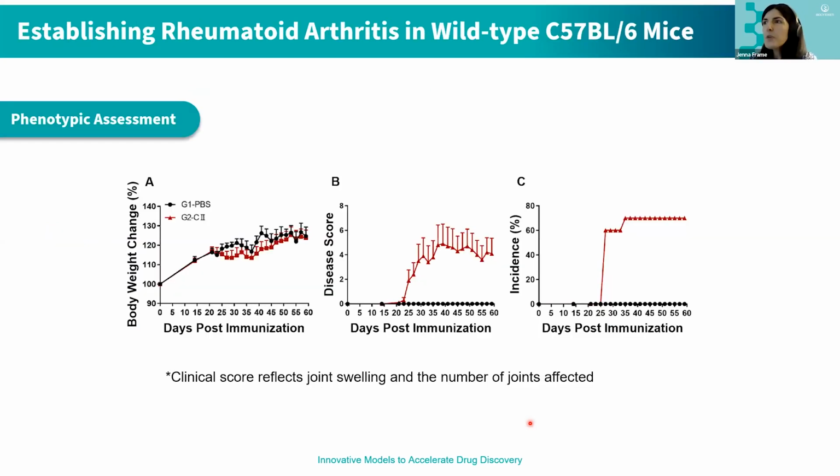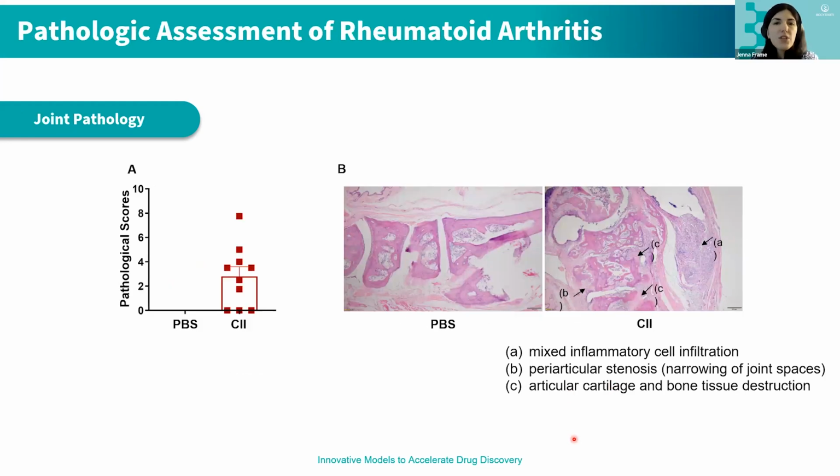So in this first proof of concept study, wild type C57 black 6 mice immunized with collagen 2 gradually worsened clinically, with a disease score that increases in severity after the second immunization. These symptoms are observed at about a 70% incidence rate in the C57 black 6 strain. Examination of joint pathology in these mice indicates, again, inflammatory cell infiltration, narrowing of the joint spaces, as well as destruction of normal tissue architecture, indicating that the disease was successfully established.